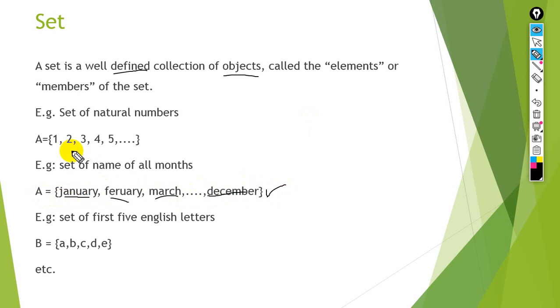For example, I'm taking the set of natural numbers. What are the natural numbers? It starts from 1 and goes on. For example, here I have taken the set of natural numbers: A is equal to 1, 2, 3, 4, and so on. One thing should be kept in mind: a set is represented by a capital letter.